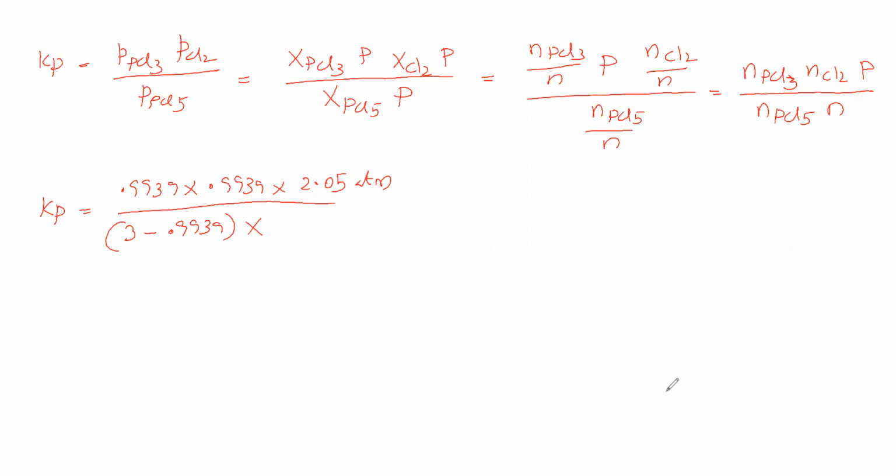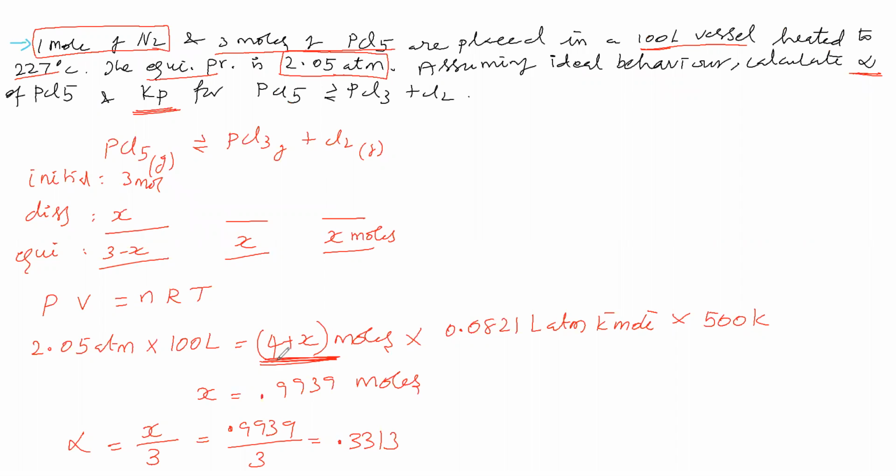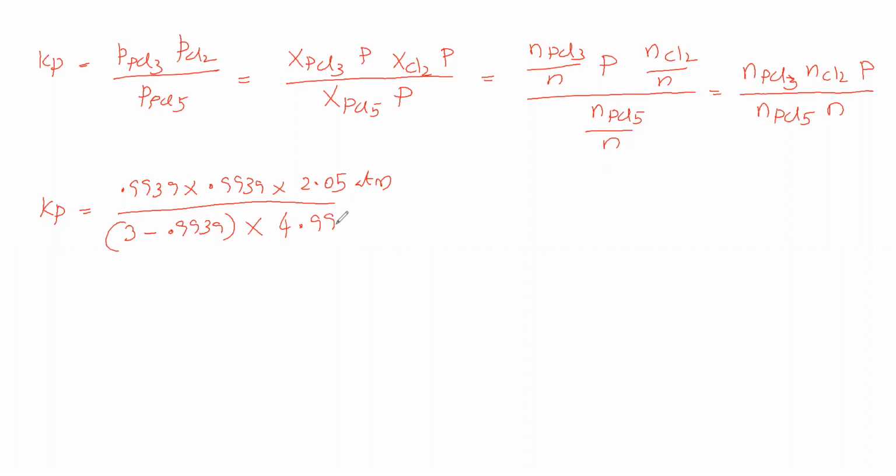Total number of moles, how much? We already said 4 plus x is the total number of moles. X is 0.9939, that you substitute. Therefore, total number of moles is 4.9939. So now we have included N2 here also, therefore no change in the value. On simplification we get Kp, which is 0.2. We got the equilibrium constant value.